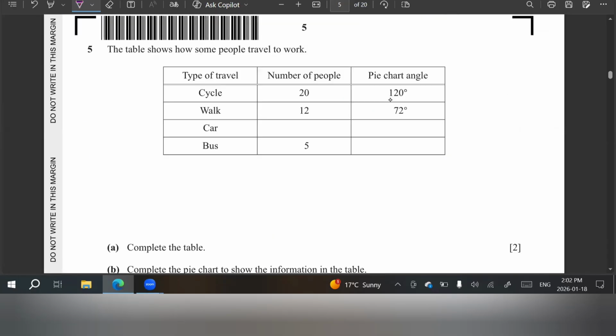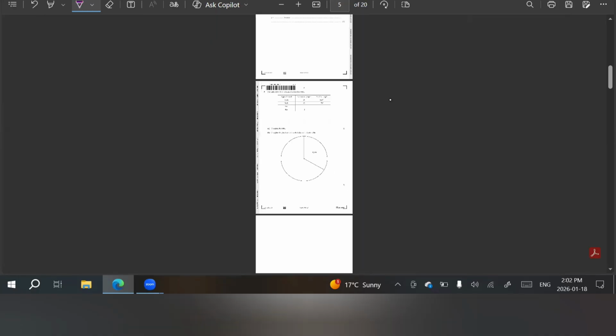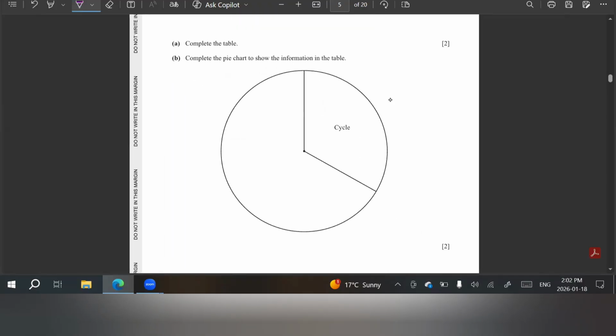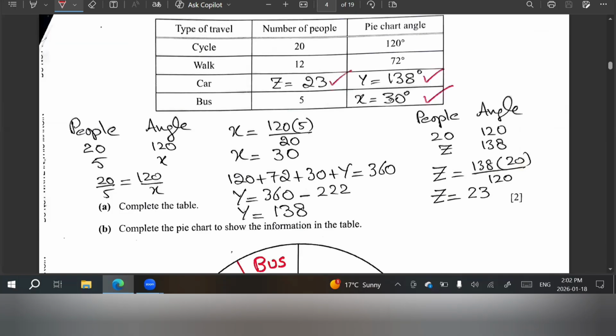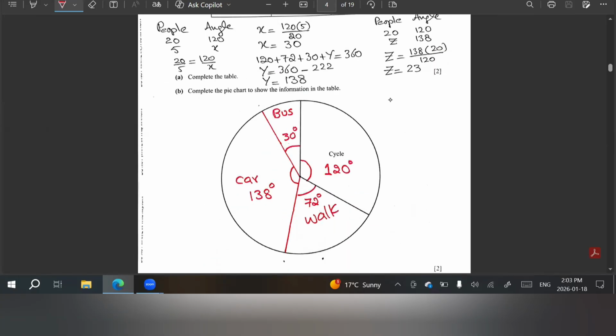Okay, so in the next part, they are asking me to complete the pie chart to show this information in the tables. For the cycle, the sector has already been shown. So what we will do, we will use the protractor, and with the help of the protractor, you can draw these angles.